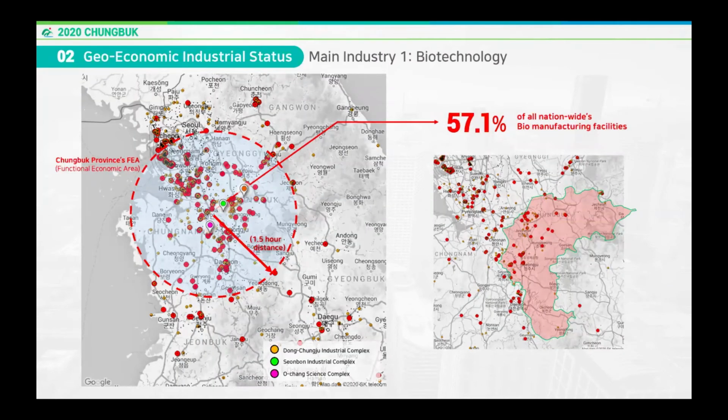The Chungbuk region is well known for its biotechnology industry, including pharma, medical devices, cosmetics, and more.